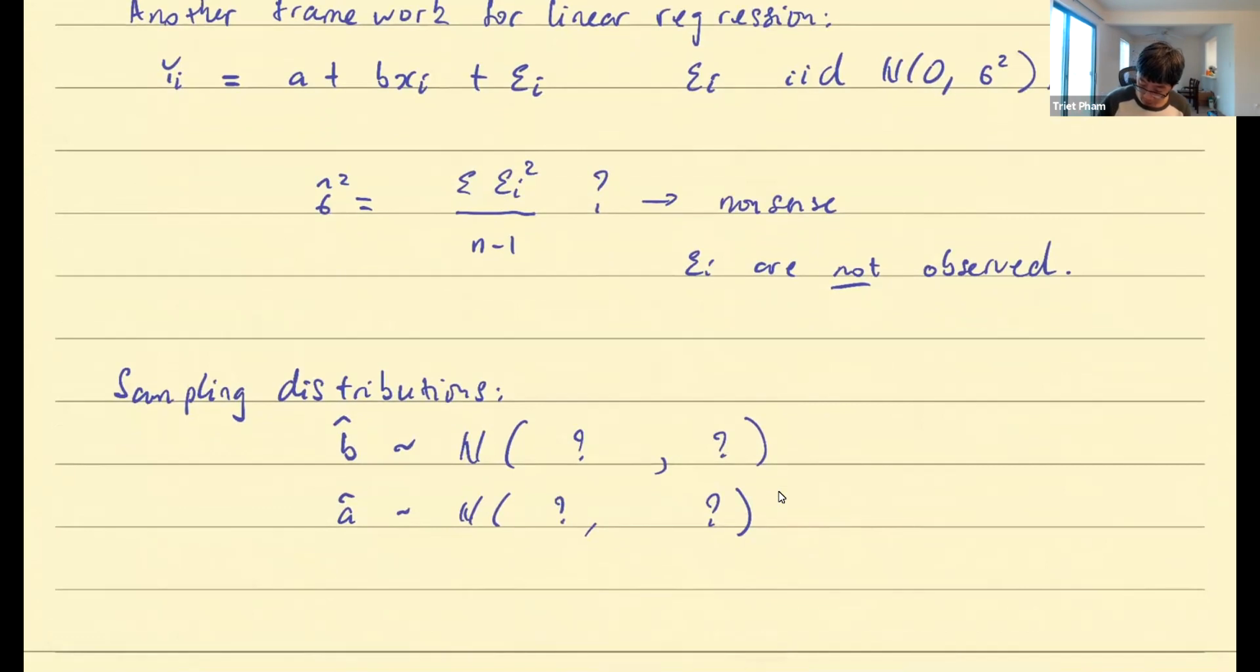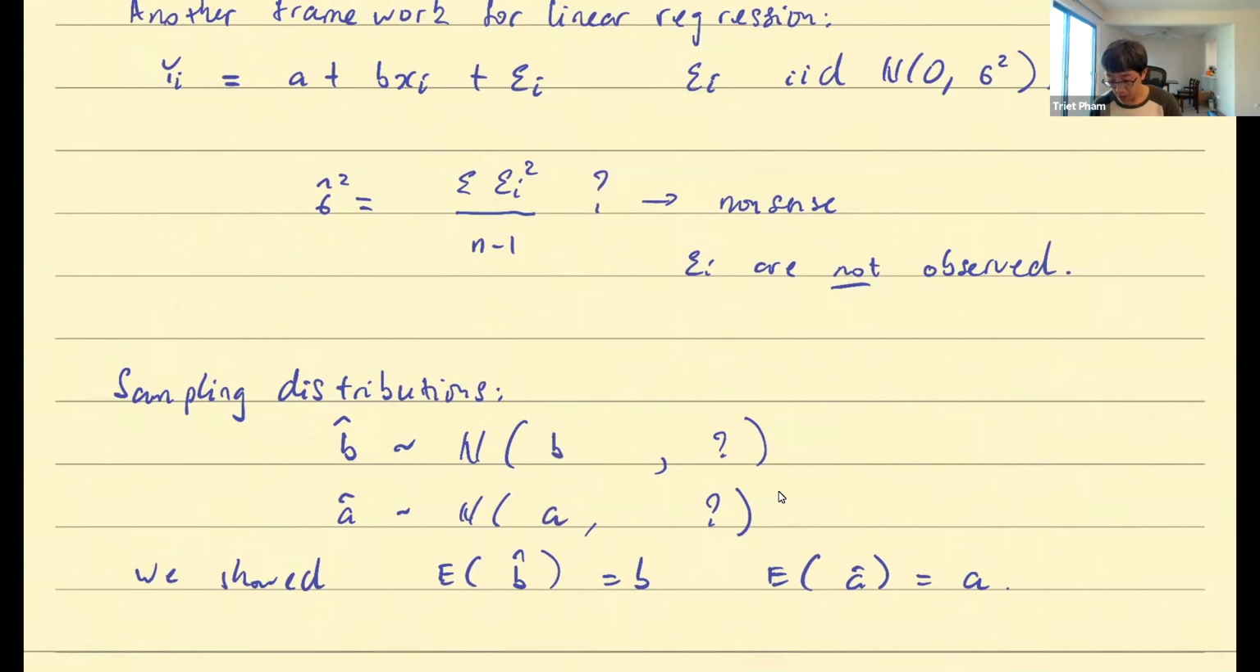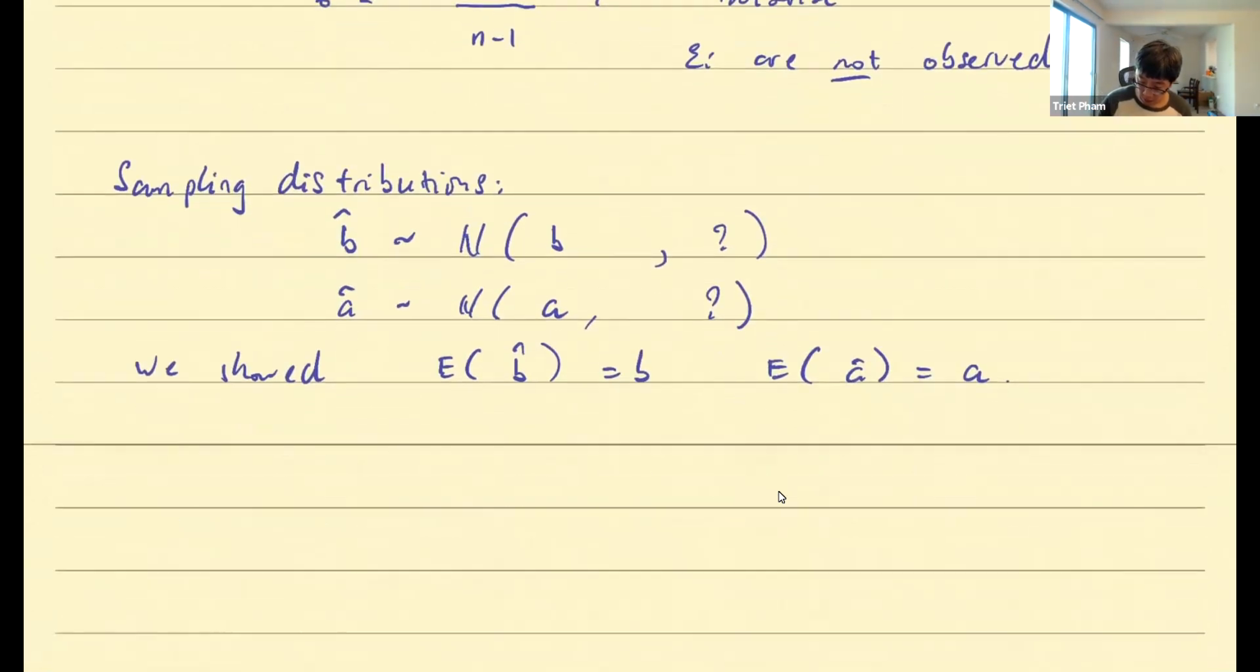Last time we showed that expectation of B hat is B, and expectation of A hat is A. All right. So these are unbiased estimators. So we can go ahead and fill in B and A here. Okay. All right. So how does that work?